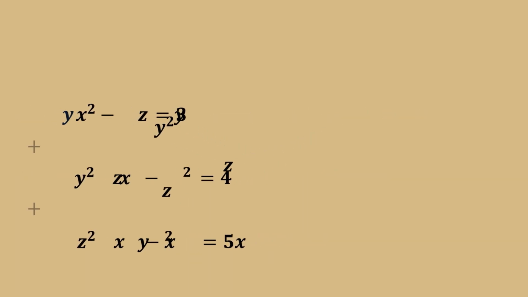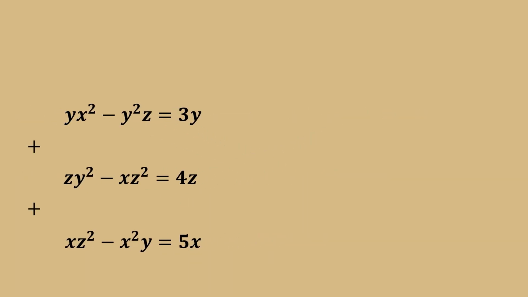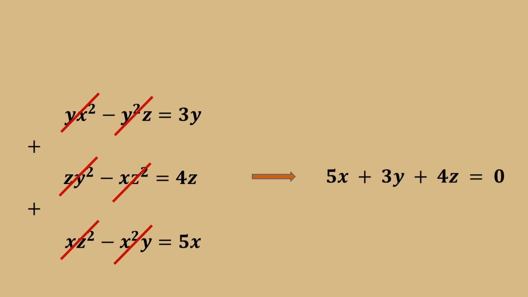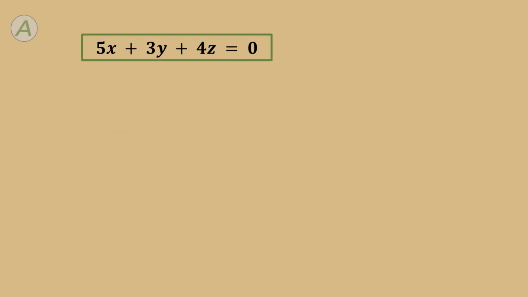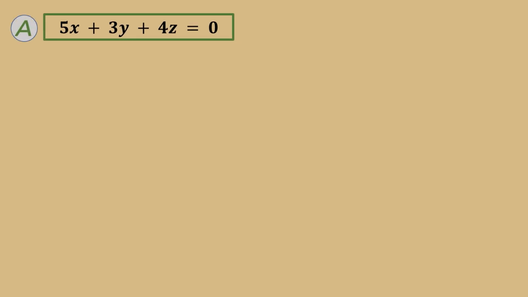Now add all three results together. Every nonlinear term cancels out. Nothing complicated survives on the left side. The entire left side becomes 0. The right side becomes 5x plus 3y plus 4z equals 0. This will be called equation A.